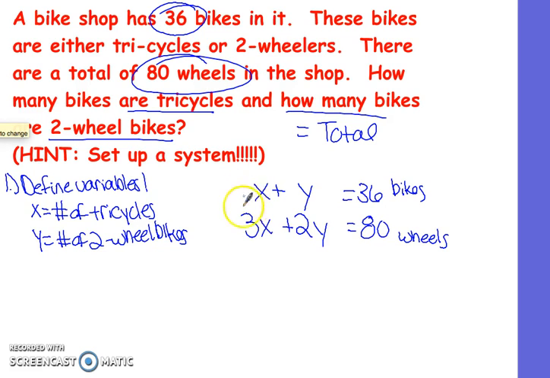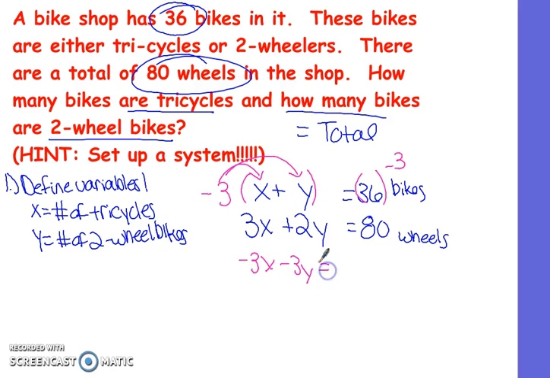I'm going to multiply by a negative number because I don't have any opposites. So I'm going to multiply the first equation because it has coefficients of 1. And I'm thinking, do I want to get rid of the X or the Y? I'm just going to get rid of the X. So I'm going to multiply both sides by negative 3. Negative 3 times X is negative 3X. Negative 3 times Y is negative 3Y equals 36 times negative 3 is negative 108.